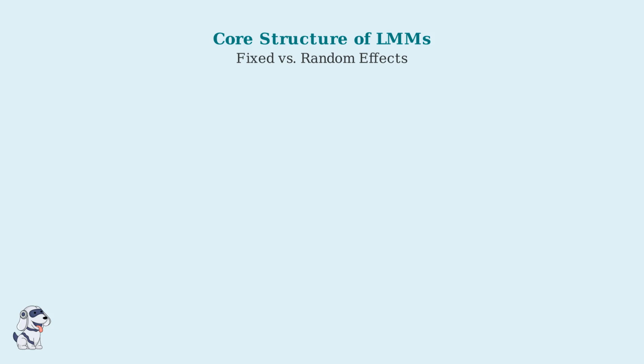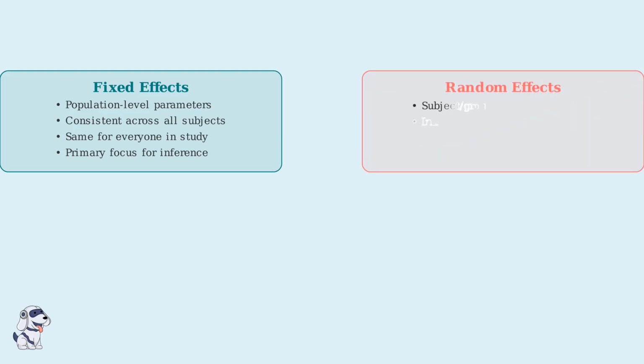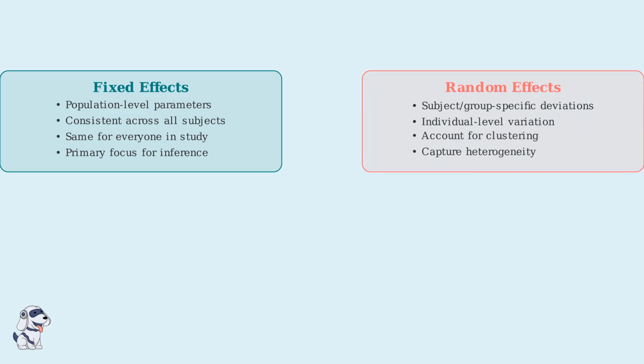Understanding this fundamental distinction is essential for proper model specification. Fixed effects represent population-level parameters that remain consistent across all subjects in your study. These are the effects that apply to everyone in the same way and are typically the primary focus of your research questions. Random effects, in contrast, account for subject-specific or group-specific deviations from the population average. They capture the individual level variation and help model the natural clustering or correlation in your data.